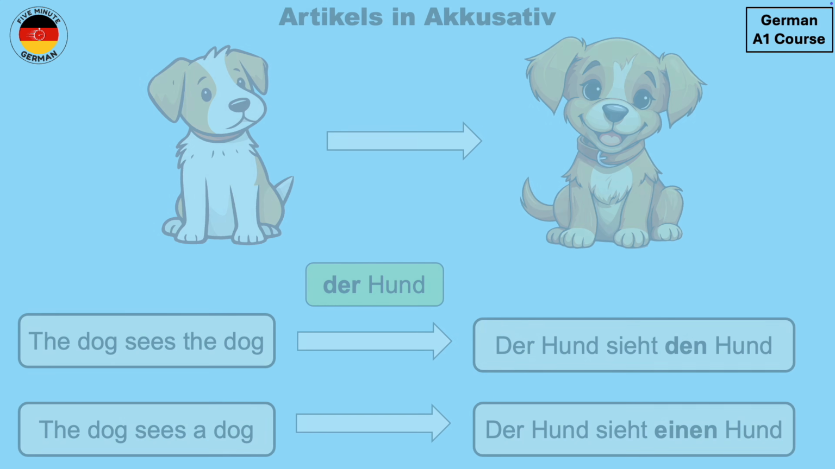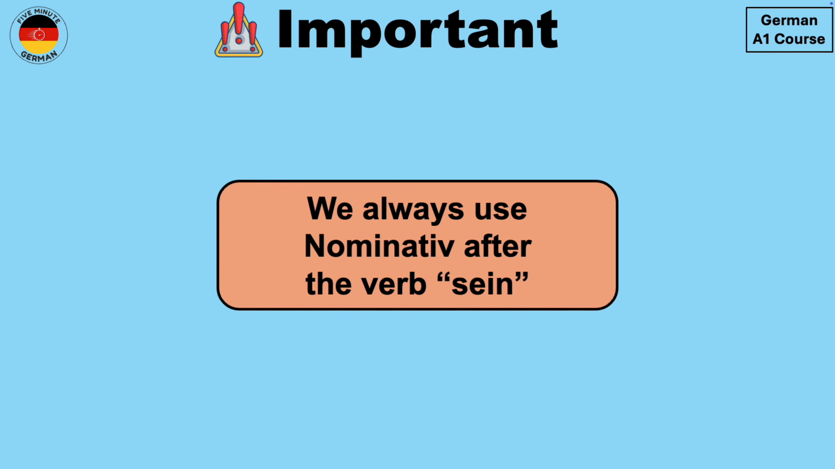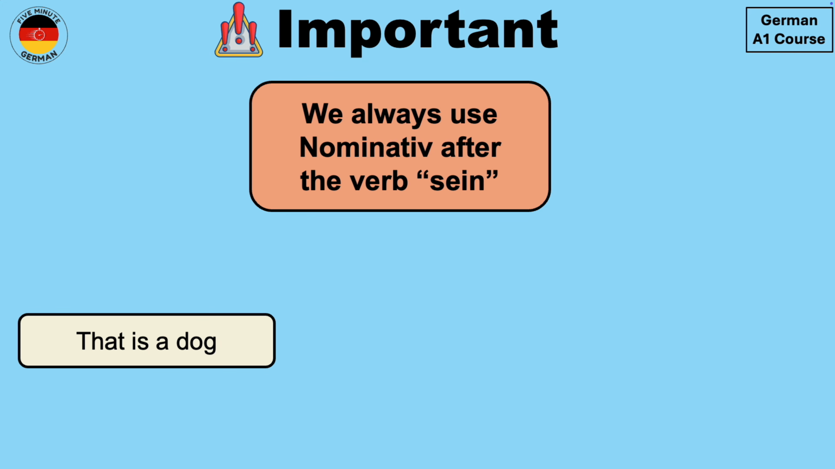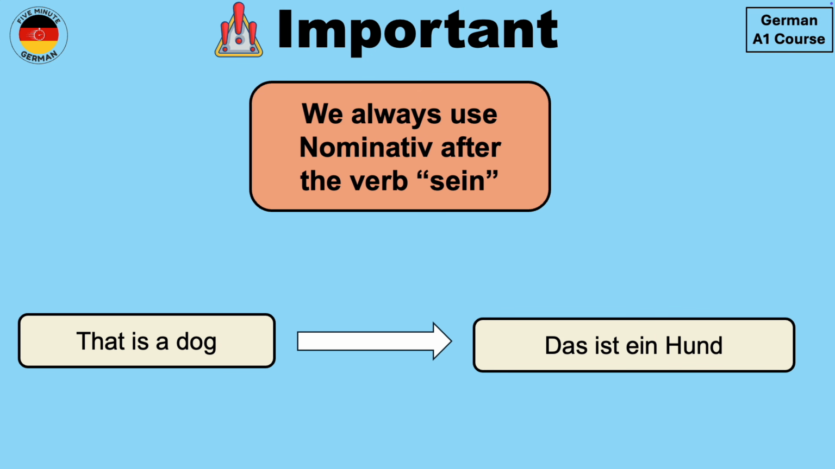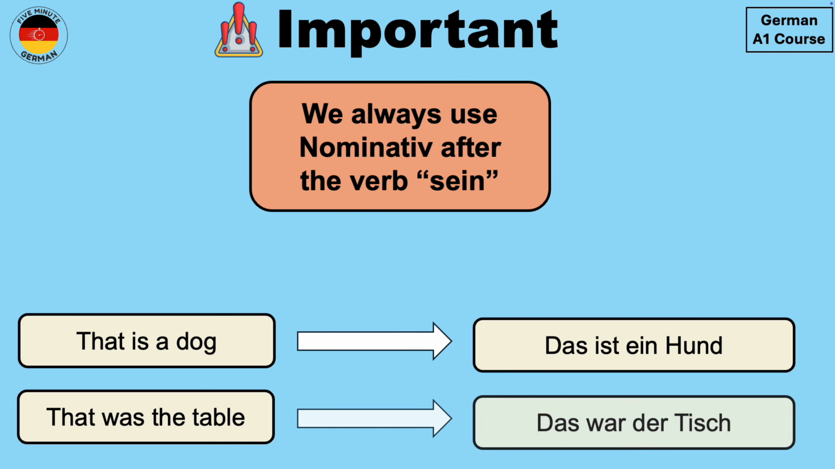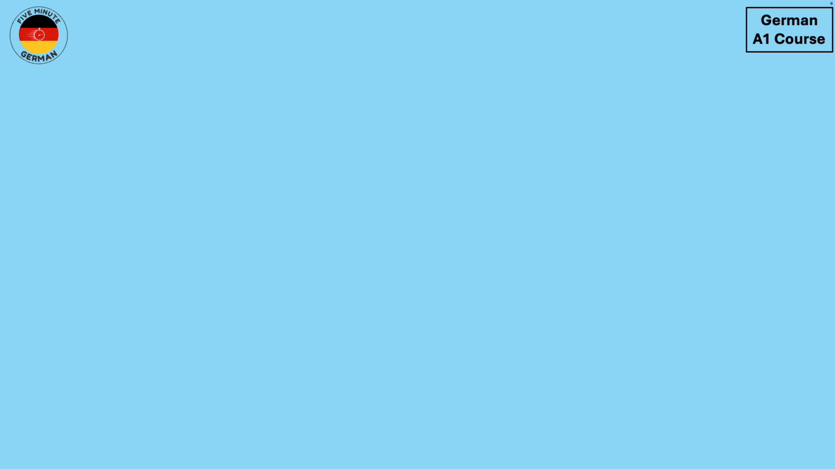Now before we do a recap, I want to give you one important piece of information, and that is we always use nominative after the verb sein. Let me explain this with an example. So for example, we have the sentence that is a dog. In German, we will write this as Das ist ein Hund and not Das ist einen Hund. Let's take a sentence in the past tense and with the bestimmte or definite article. So the sentence is that was the table, and in German this will become Das war der Tisch and not den Tisch. The reason we don't use accusative over here is because both Hund and Tisch simply define the subject and are not the object.